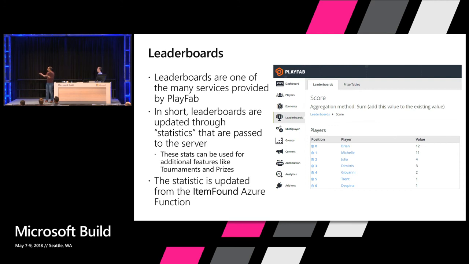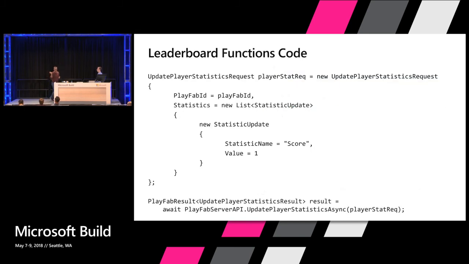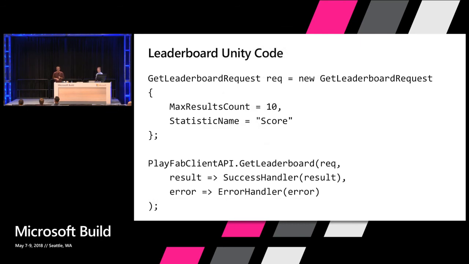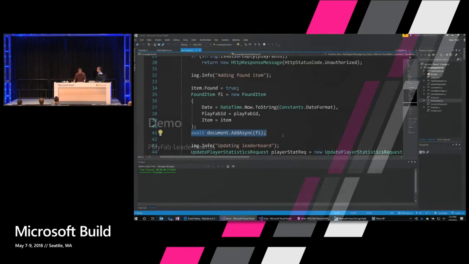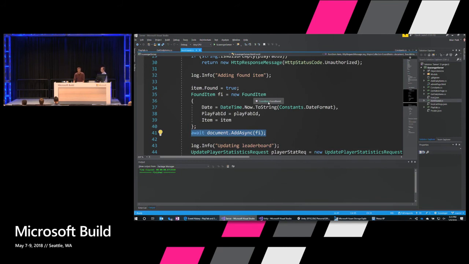Excuse me. The other good thing about leaderboards is that they can also be reset on a regular time interval, so you can have the best players of the week, of the month, of the day, or they can be a lifetime score. You see in the slide, statistic. So statistic is the leaderboard update operation, right? That's just the documentation name, and we update the statistics from the item found Azure function. We'll dive into the code, just a quick sneak peek here. Thank you, Brian. So we continue with the item found function.